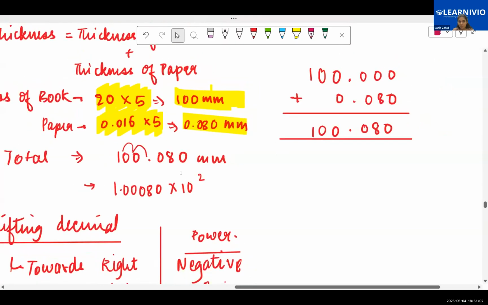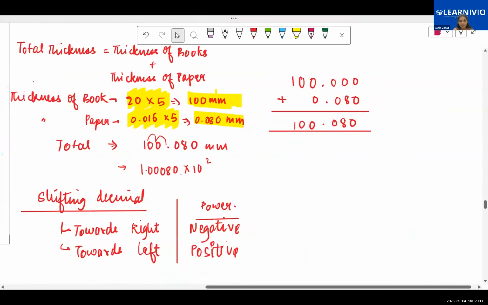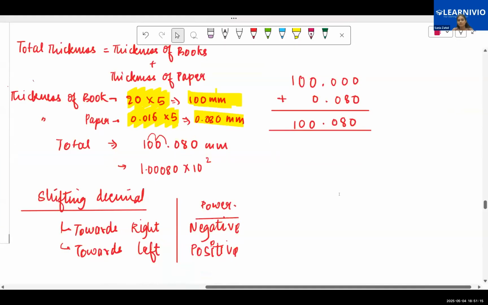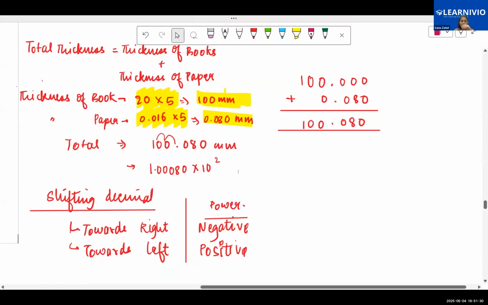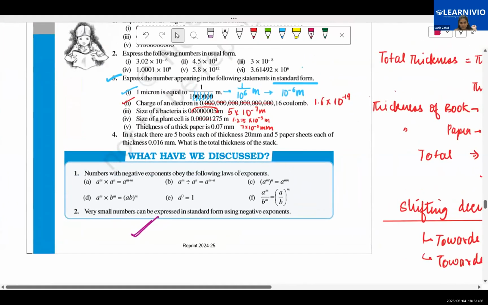Okay, you want to copy it, so you can, or you can also take a photograph. You can copy it afterwards. Done. No, ma'am, I copied. No problem. Mustafa, do you have any doubts? No, ma'am.